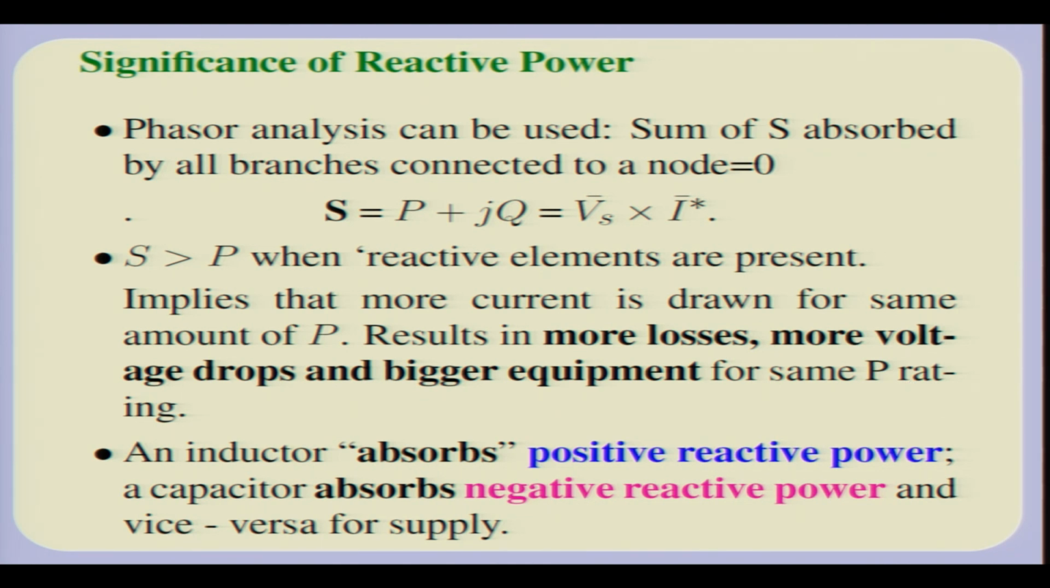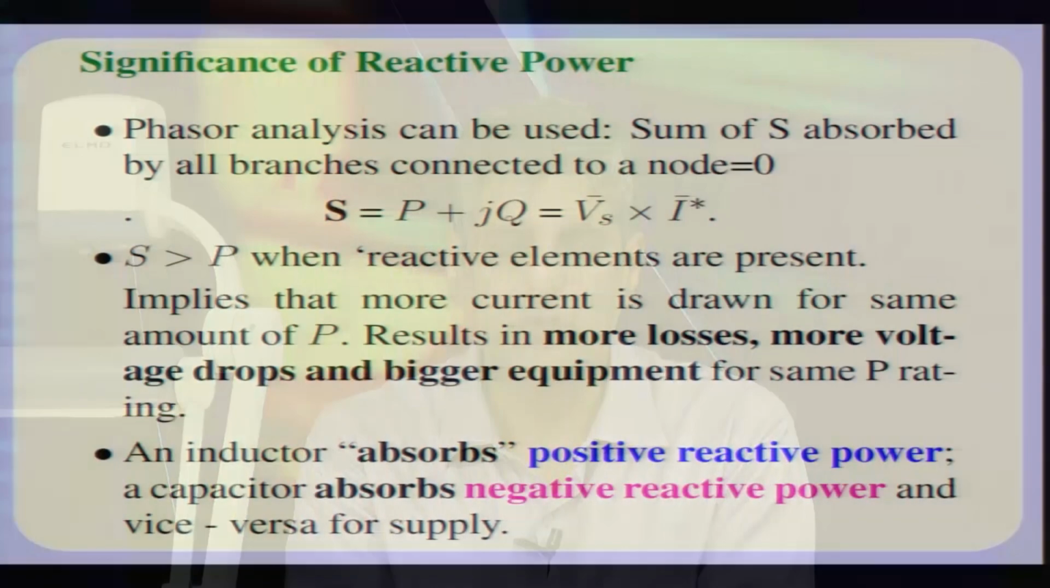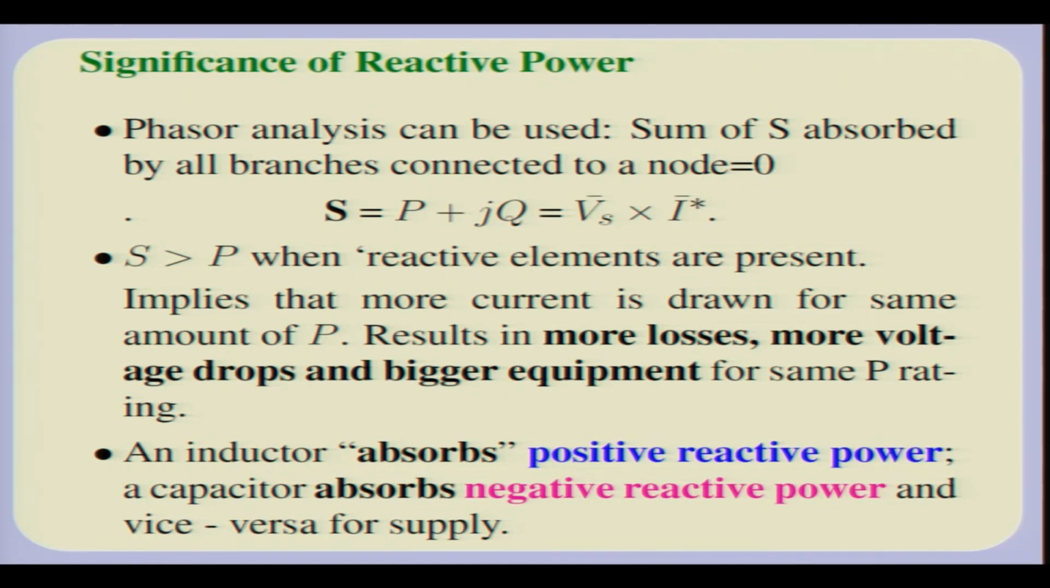We use the convention, of course, that we define Q as half of Vm Im, or Vrms into Irms into sin phi, and phi was in fact the angle of lag of the current with respect to the voltage, the current being drawn from the source. So in the kind of situation we considered, Q is positive, which means that you are absorbing positive reactive power, whereas a capacitor in fact absorbs negative reactive power because phi is minus 90. So, this is the convention which is used.